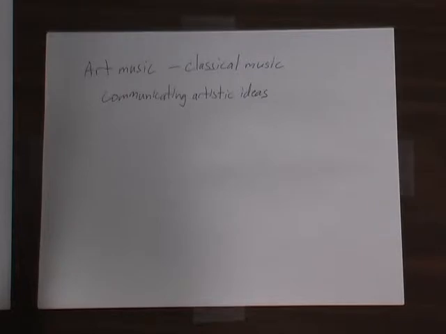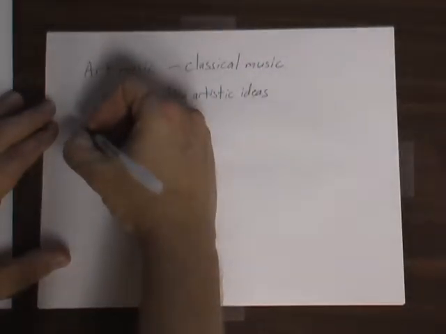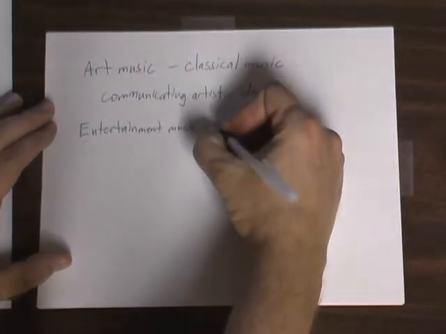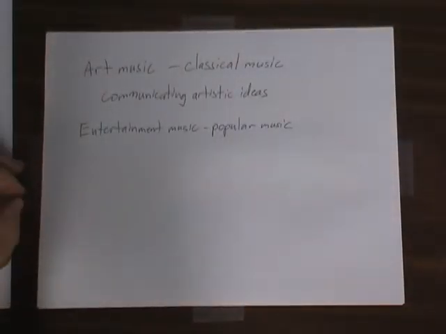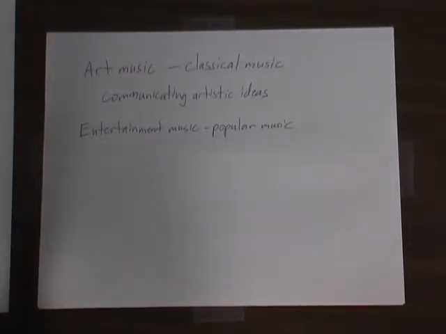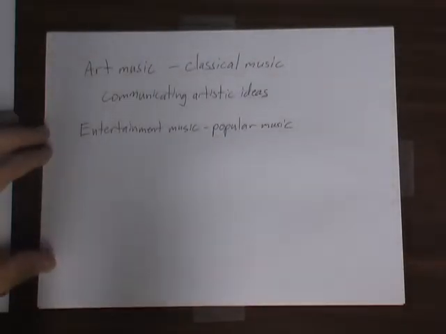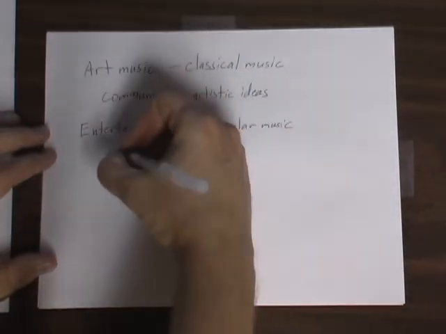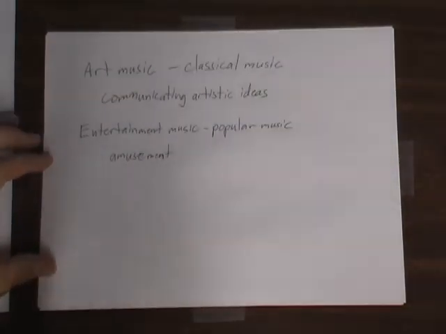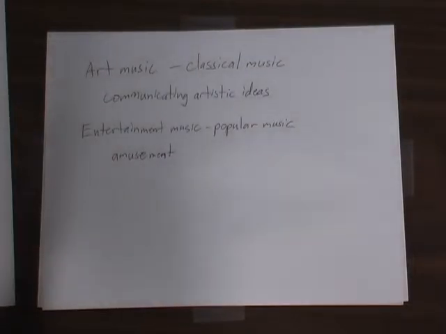A second type of music is entertainment music, also known as popular music. This also involves a performer and audience, and the intention of entertainment is to entertain or amuse. Rather than being completely discrete entities, there is actually a continuum between art and entertainment. There is plenty of art music that is entertaining, and there is some entertainment music with artistic qualities.